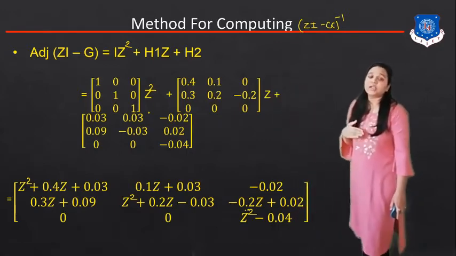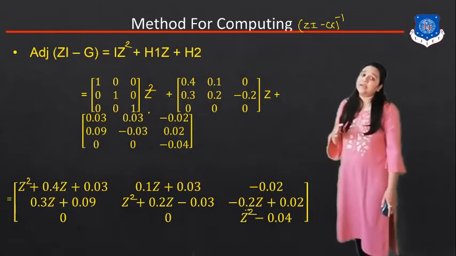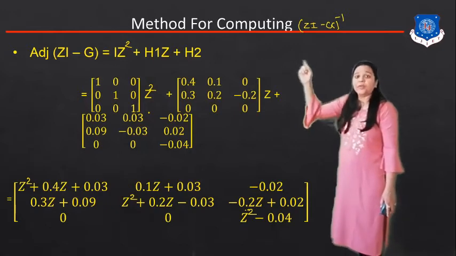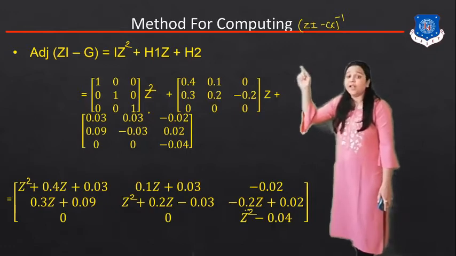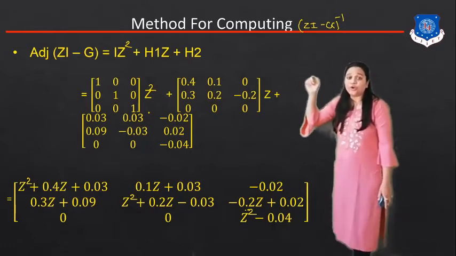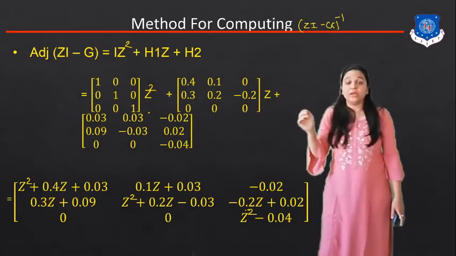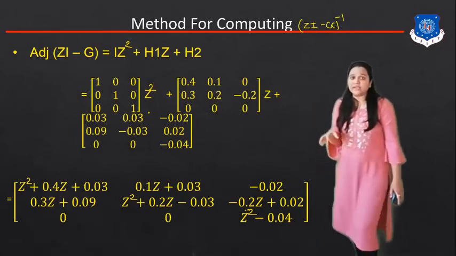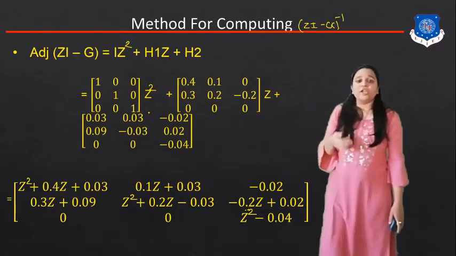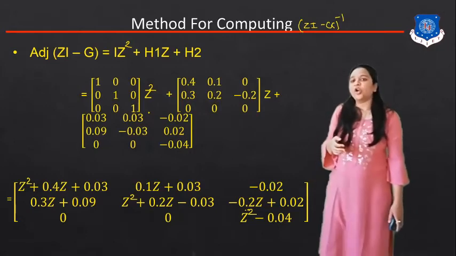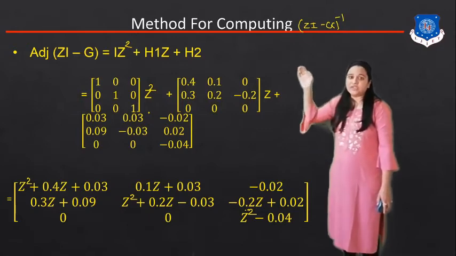If we can get the value of H3, so what is the equation of adjoint of zI minus Z? So adjoint of zI minus Z is equal to H3 plus H2 into Z plus H1 into Z square plus I Z cube. So always we have to write the equation in the last to first position. Whatever the value of H, that type of equation we have to write here. So for this particular example, the equation of the adjoint of zI minus Z is equal to I Z square plus H1 Z plus H2.